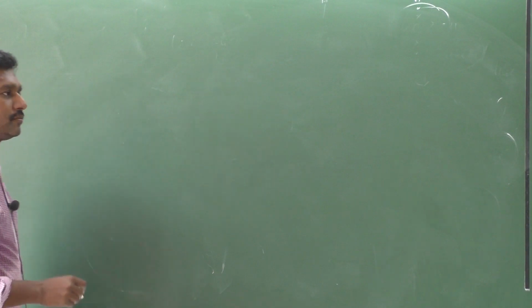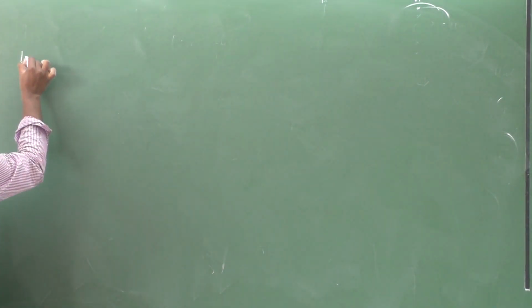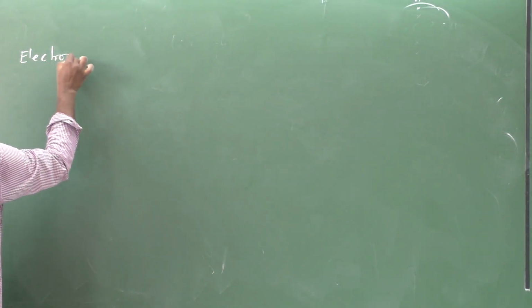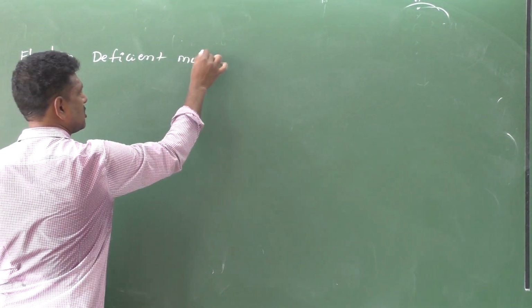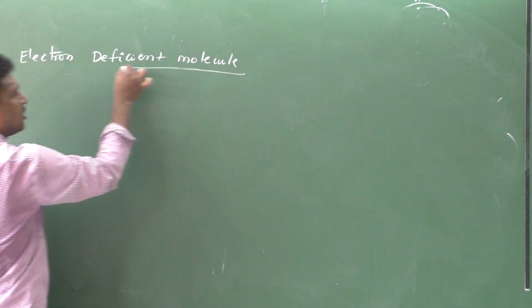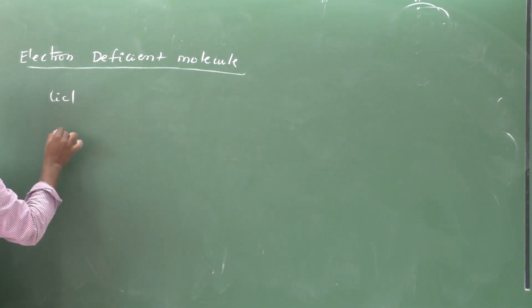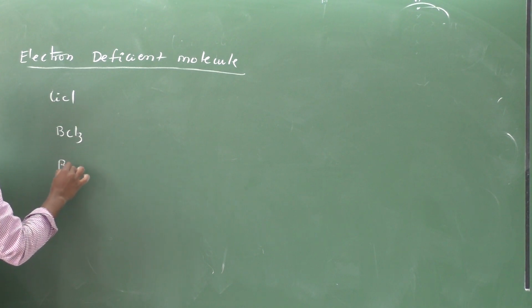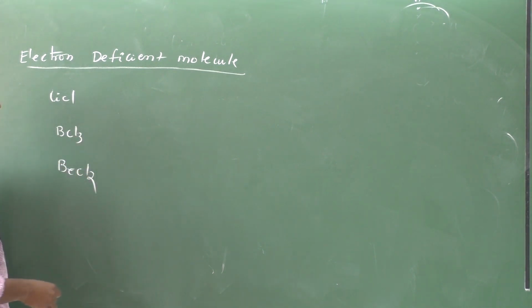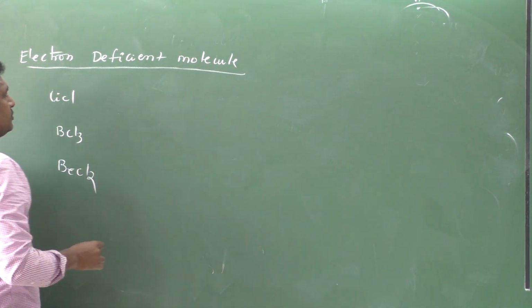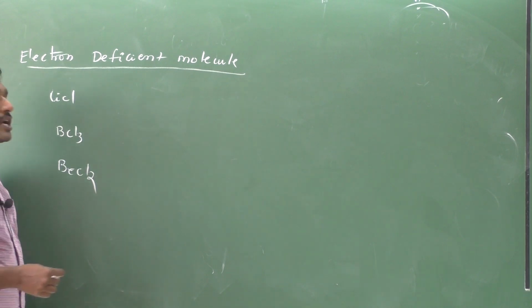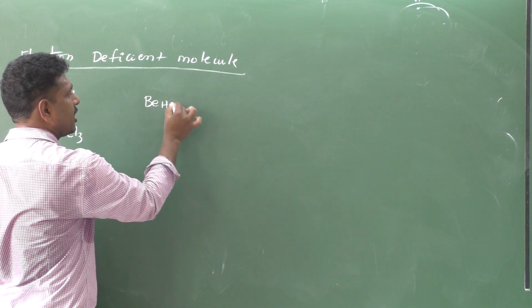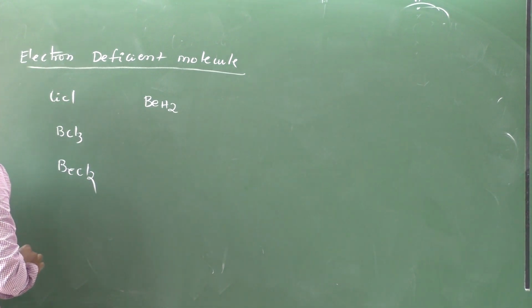Next one, electron deficient molecules. LiCl, BCl3, BeCl2, BH2. These all are examples for the electron deficient molecule.